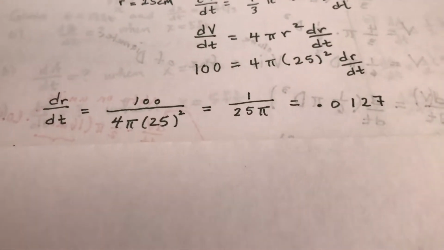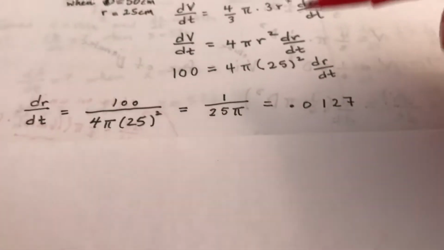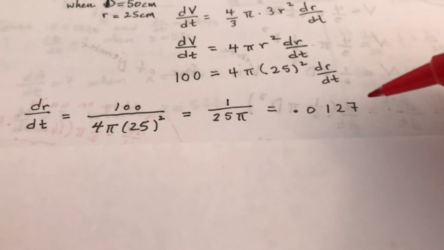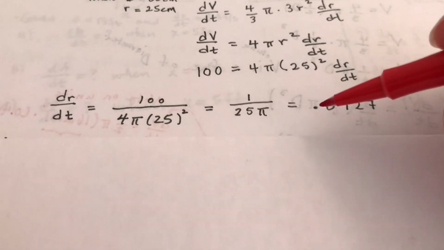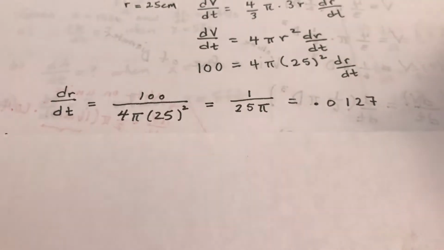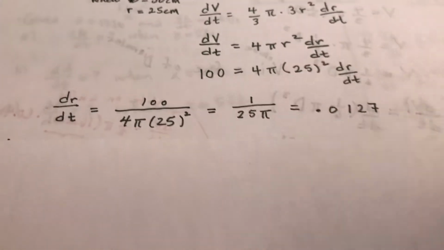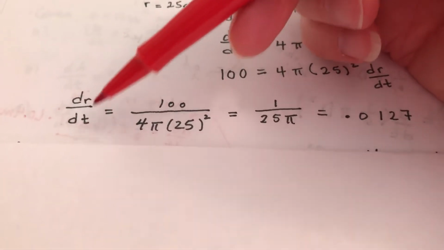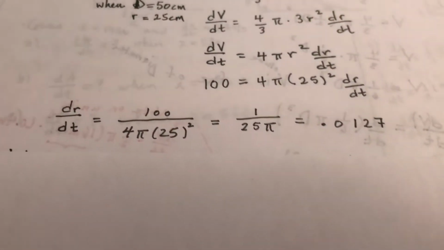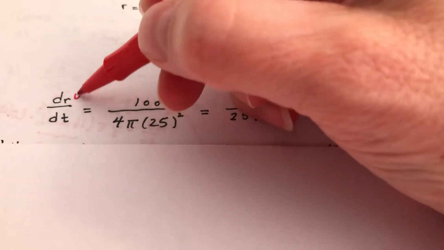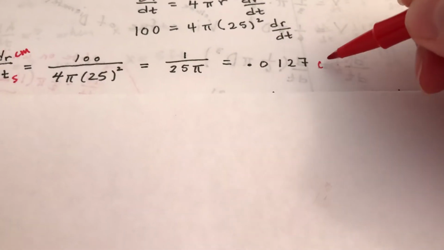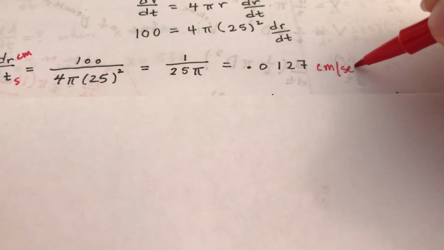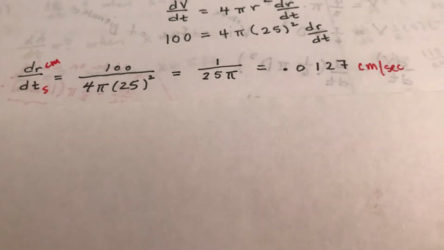I'm not sure exactly what WebAssign is going to ask for. Now let's look at the unit on this. I know that the decimal is 0.0127, and I'm looking at r with respect to t. Now what is r measured in? r is measured in centimeters, and time is measured in seconds. So this is going to be centimeters per second, right? So keep that in mind.